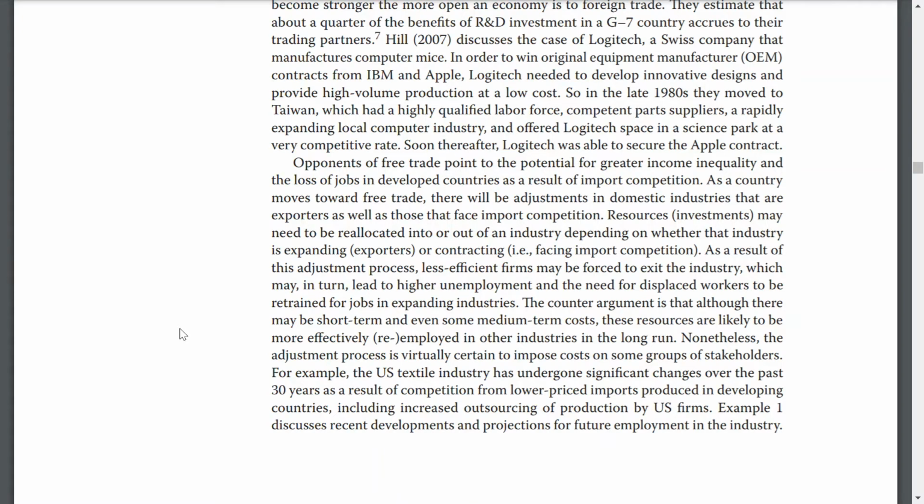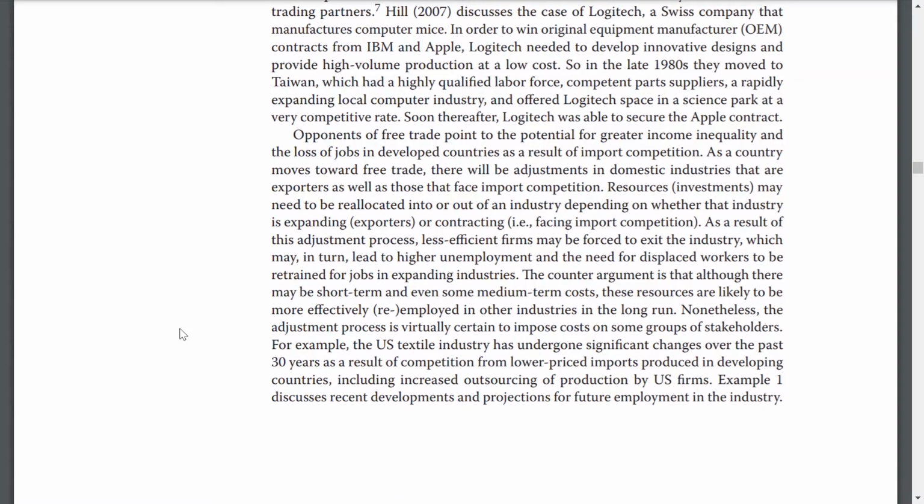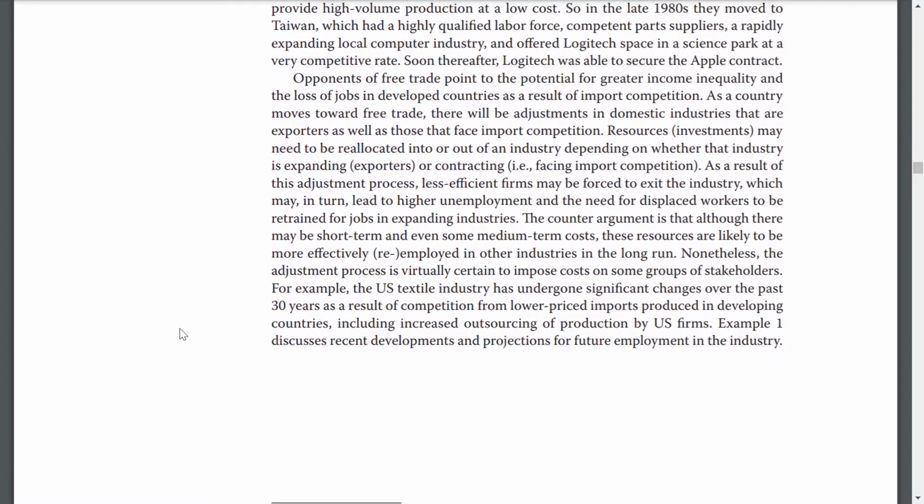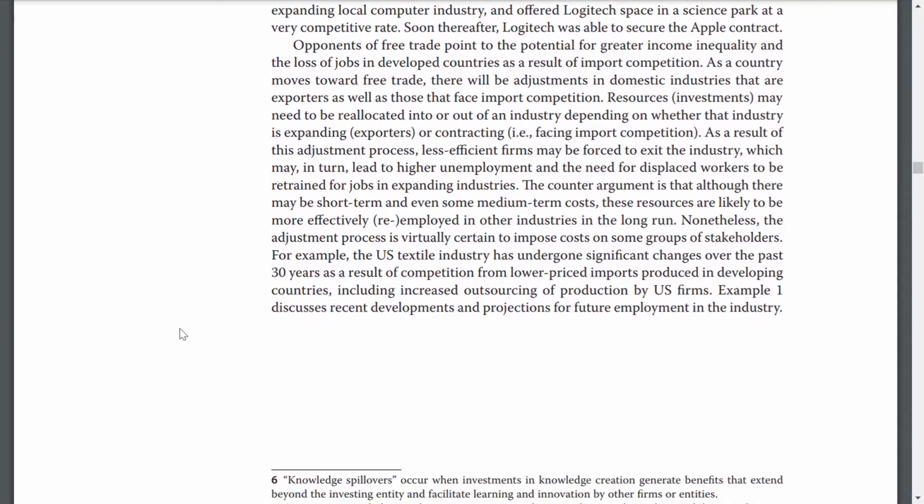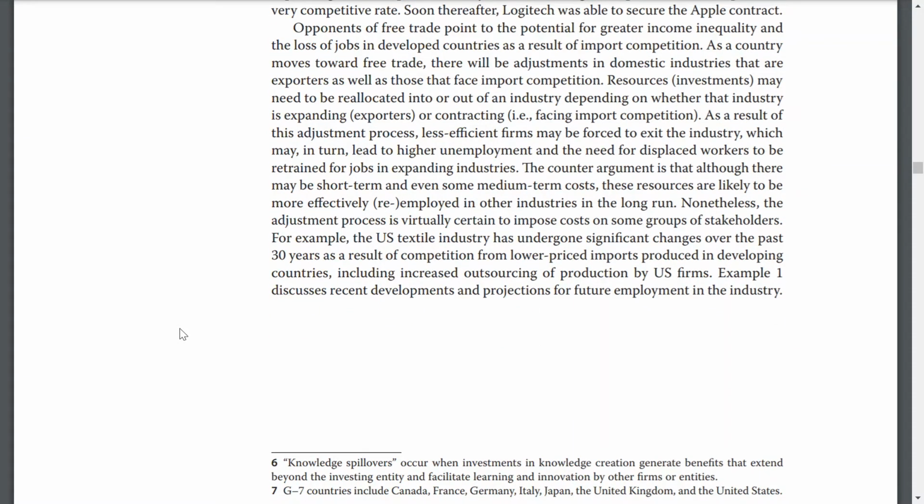The counter argument is that although these may be short-term, even medium-term costs, these resources are likely to be more effectively reemployed into other industries in the long run. Nevertheless, the adjustment process is virtually certain to impose costs on some groups of stakeholders.